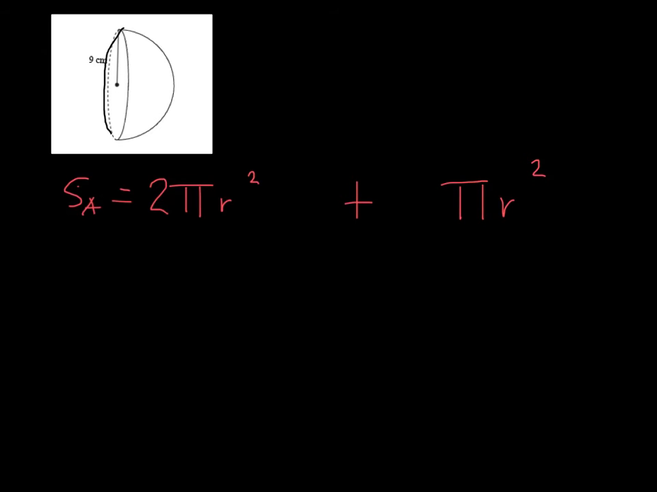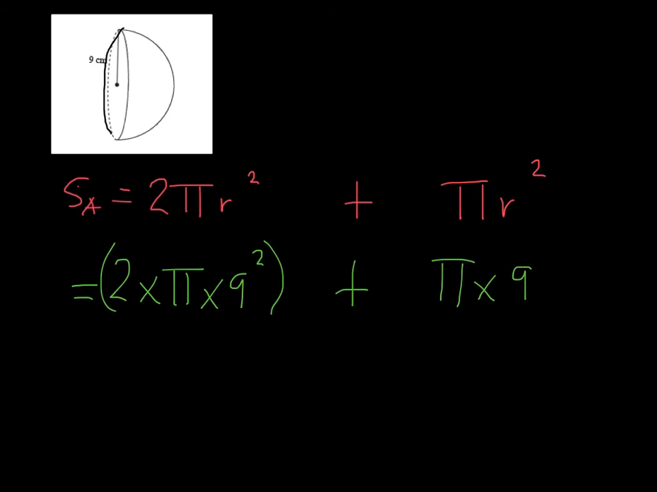But I like to split it up, thinking that some problems, depending on the worded problem, you may just need the curved surface. Some you may not need the part inside. It just might be looking for the curve. So just be careful. So the first part is 2 pi r squared, so for the curved surface. So 2 times pi times 9 squared. If we're adding on the flat circular surface, it's pi times 9 squared.